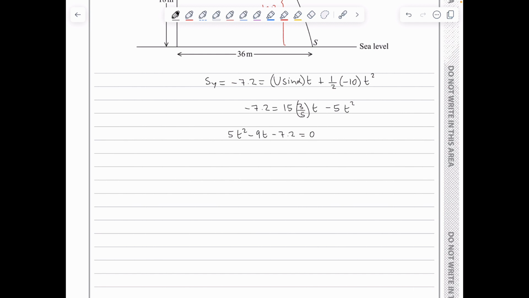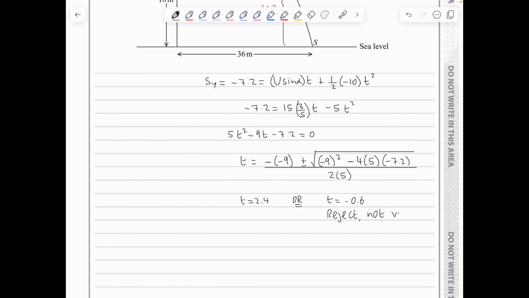So we get that t is equal to minus negative 9 plus or minus the square root of 9 squared minus 4 times 5 times minus 7.2, all over 2a, which is 2 times 5. It's a good idea to show your method. This gives me that t is 2.4 or t is equal to minus 0.6. Obviously the negative is rejected. We cannot have a negative time. So we've got the time to reach the particular position.